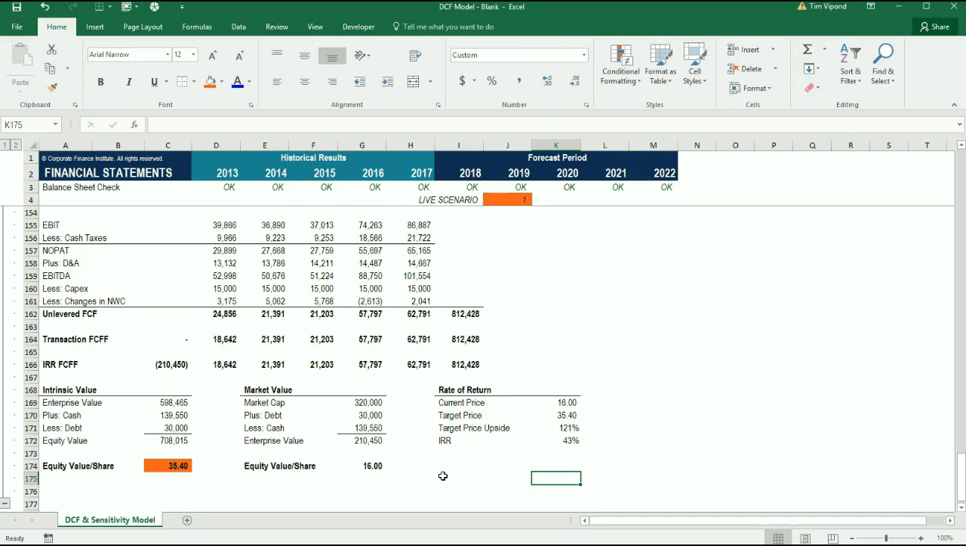And the easiest way to think of this is if we were acquiring the business at the current market price, without giving consideration to any premiums or any other factors, but simply taking the market price of either buying a share or buying a whole business. Given that the share price is $16 and given that we believe the intrinsic value is $35.40, we have a target price upside of 121% or an internal rate of return, which is a compounding return over time, of 43%.